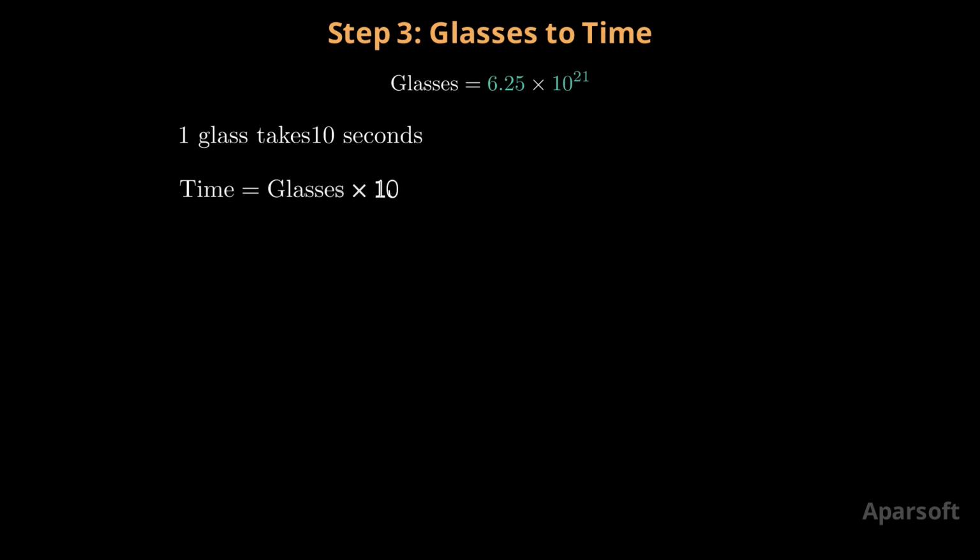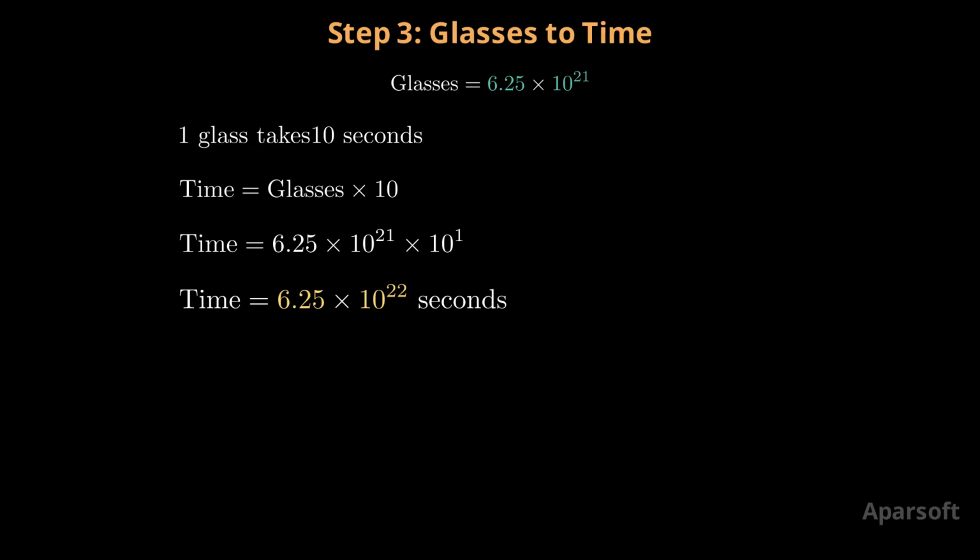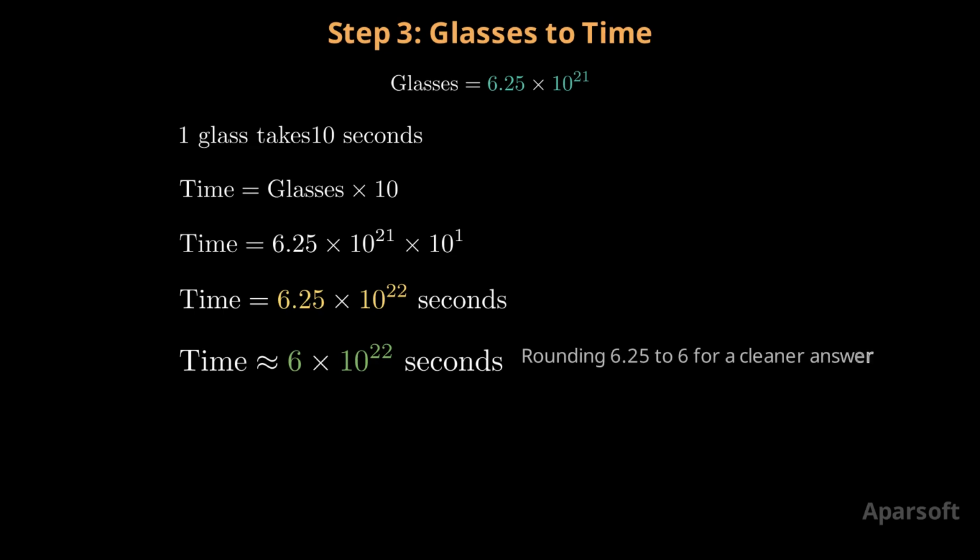Final step. Each glass takes 10 seconds to drink. So total time equals number of glasses times 10 seconds. That is 6.25 times 10 to the 21 multiplied by 10, which is 10 to the power 1. Adding exponents, 21 plus 1 is 22. So we get 6.25 times 10 to the 22 seconds. For our answer in clean scientific notation, we round this to approximately 6 times 10 to the 22 seconds.